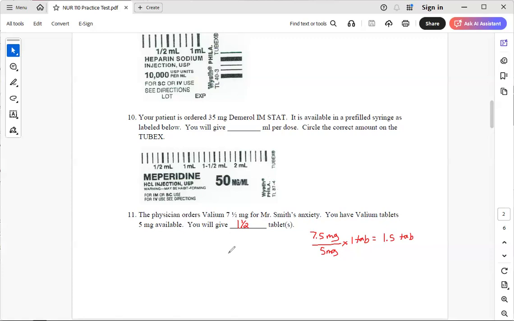And then remember, you can give somebody a half tablet because we assume, at least for the test, that tablets are scored and can be cut in half. You cannot make that same assumption for capsules. In fact, you wouldn't give somebody a half capsule anyways because you wouldn't be giving them exactly half.